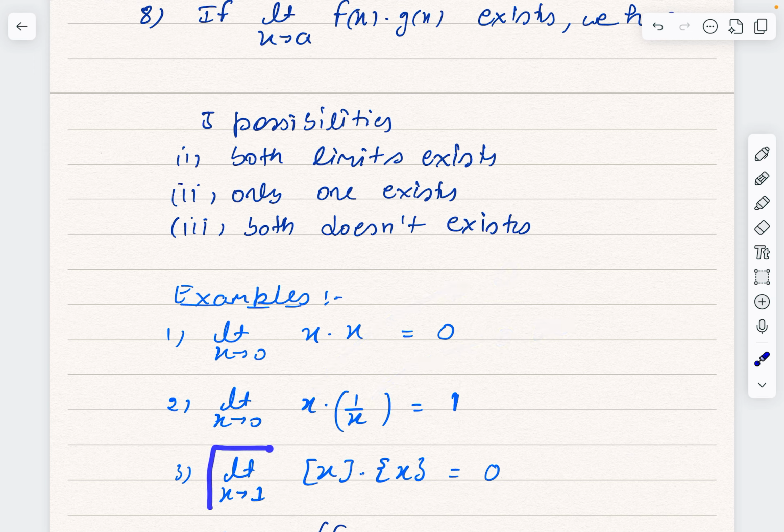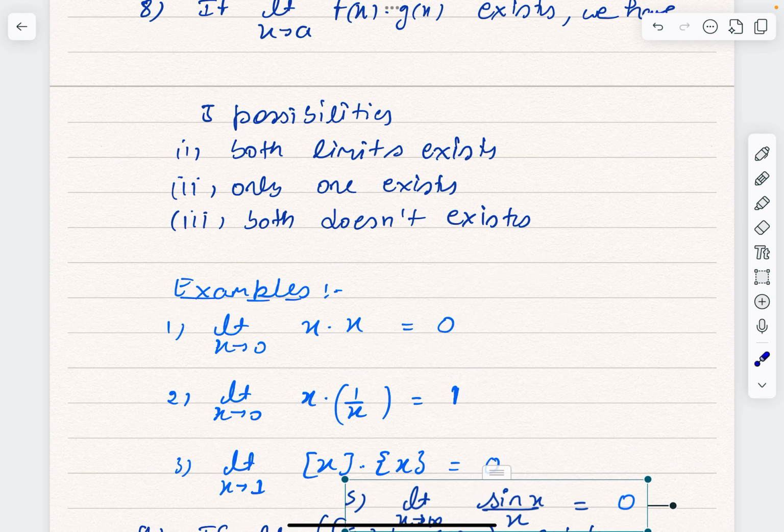Third one, the limit as x tends to 1 of step x into fraction x. Now this is an interesting one. If I take the limit as x tends to 1 of step x into fraction x, you will see at 1 positive, step x will be 1, but fraction x will be 0. So 1 into 0 will be 0.